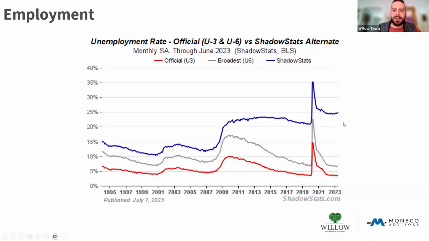So the real number, according to Shadow Stats, how they tackle it, is closer to 25, which I don't know if anyone's been out there driving during the middle of the day, but I find traffic everywhere. I'm always like, who are all these people?